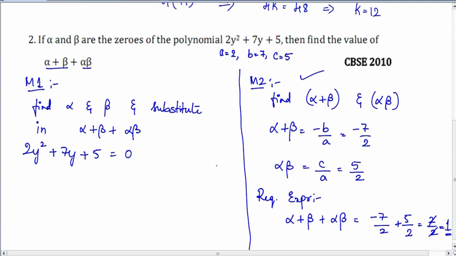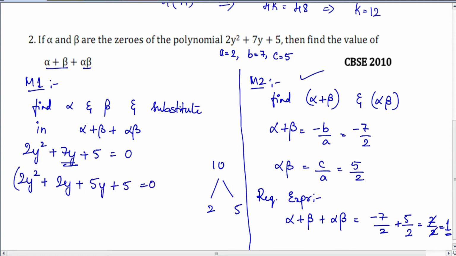2 and 5 you multiply, you get 10. Now choose two numbers such that when you multiply you should get 10, when you add you should get 7. It's nothing but 2 and 5 only. 2 into 5 is 10, 2 plus 5 is 7. Now we need to split this 7y as 2y and 5y. So 2y square plus this 7y is written as 2y plus 5y, plus 5 equals 0.